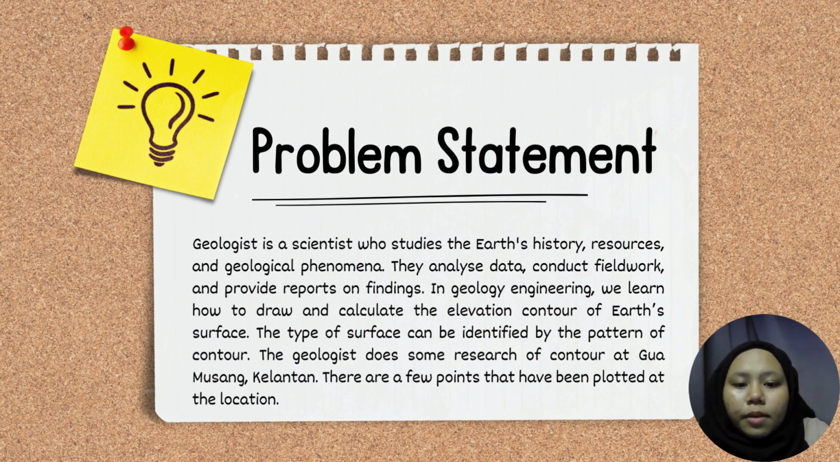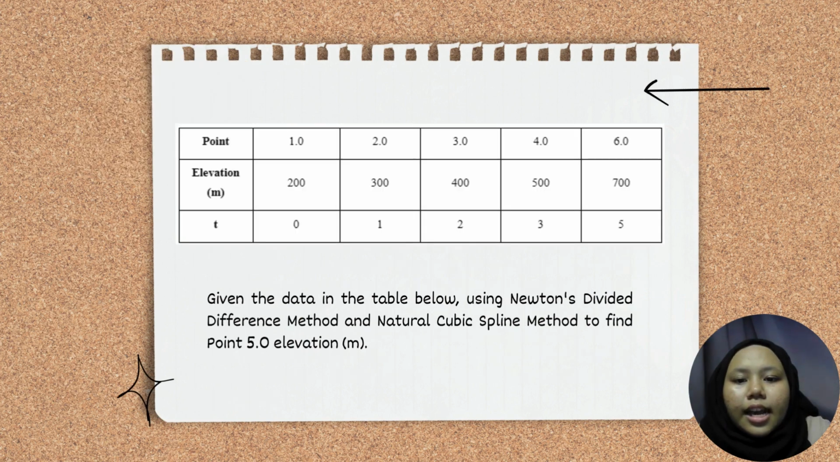The geologists do some research of contour at Bumusan, Kelantan. There are a few points that have been plotted at the location. This is our tabular data. We have 5 points, and the elevations are 200, 300, 400, 50, and 70. So the question is, given the data in the table below, use the Newton's divided difference method and natural cubic spline method to find the elevation at point 5.0.